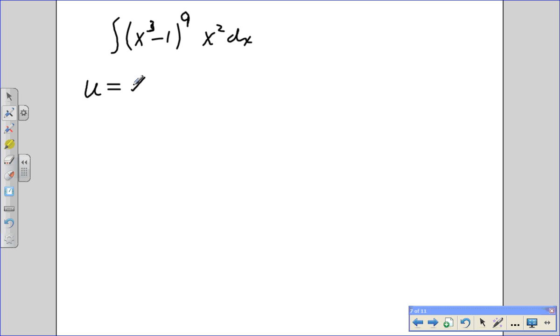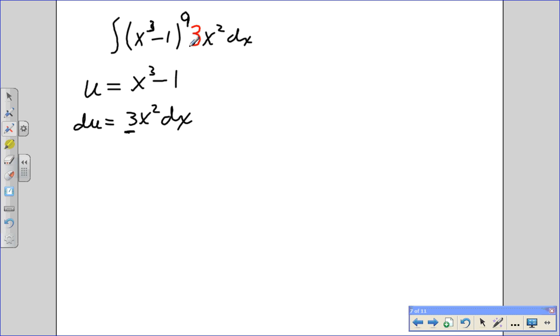We say u is still x cubed minus 1, and du is 3x squared dx. And so what we do is we look up here in the problem, and we notice that we have x squared dx, and in du I have x squared dx, but I still need a 3. So what I'm going to do is come up to the original problem, and I'm just going to stick a 3 in there. 3 times x squared dx. Now I have exactly du.